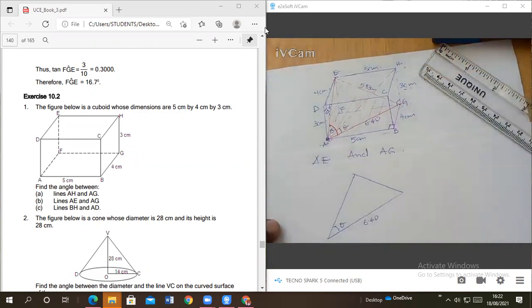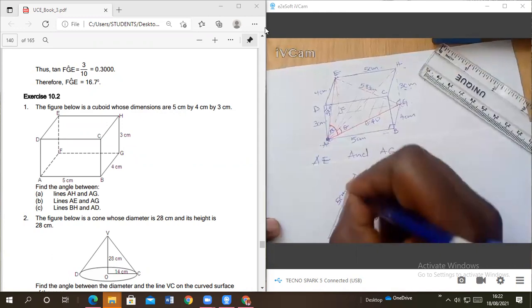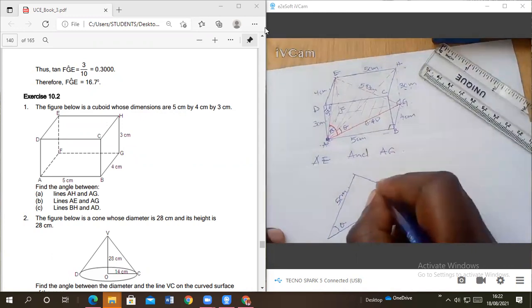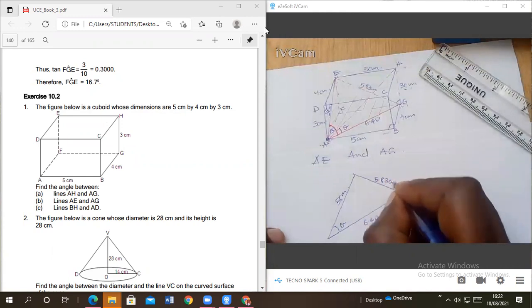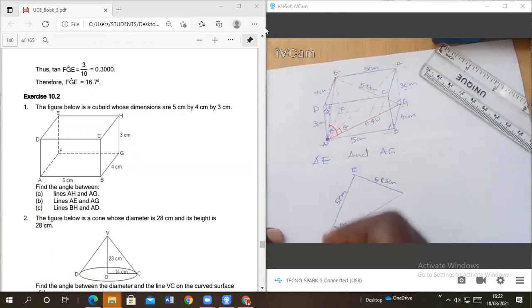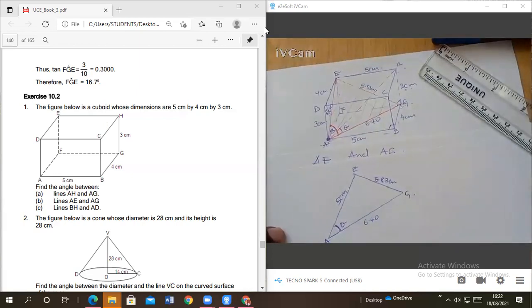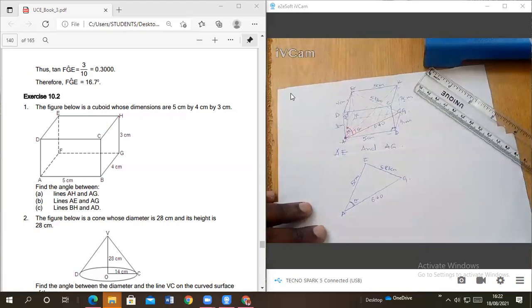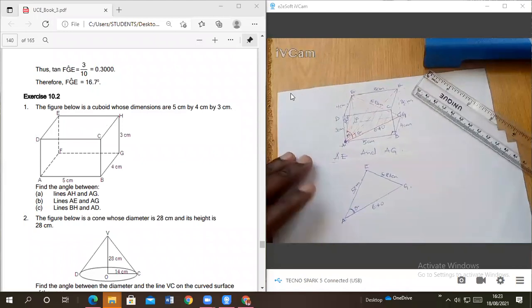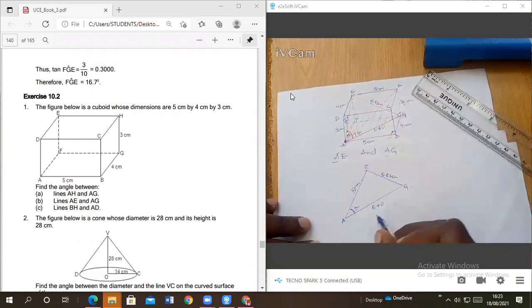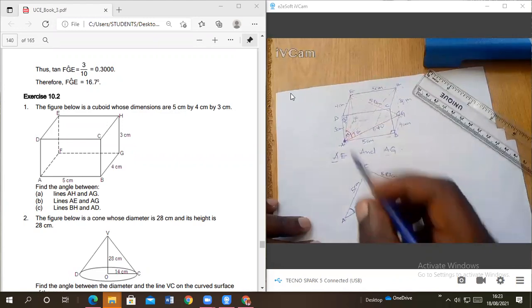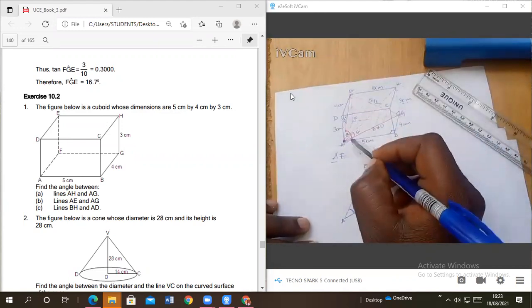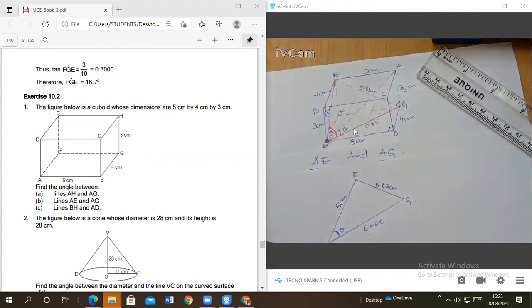Are you seeing now? This is 5 centimeters, this is 5.83 centimeters, and this is the angle theta. This is E, A, and B. So we are finding the angle between AE and AD. We have seen how we have got all this. So I'm looking at this triangle here that I shaded.